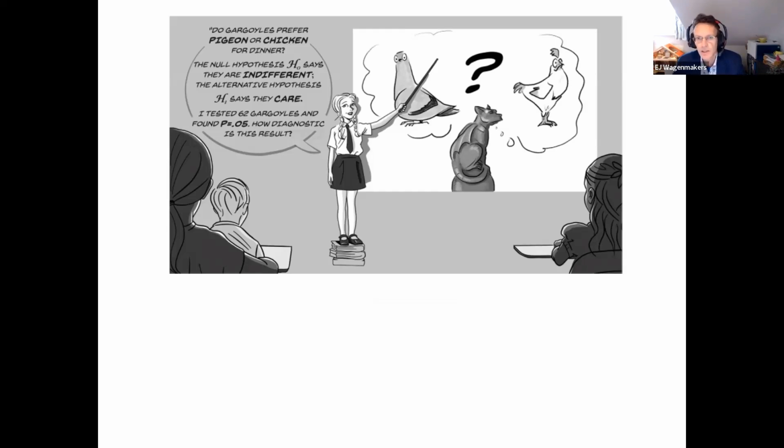So the null hypothesis says they're indifferent. The alternative hypothesis says they have a preference. So the person in question tested 62 gargoyles and found p equals 0.05. How diagnostic is the result?